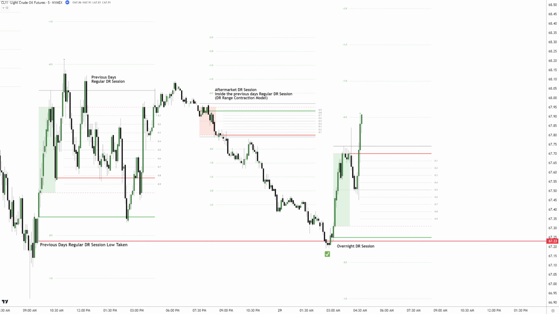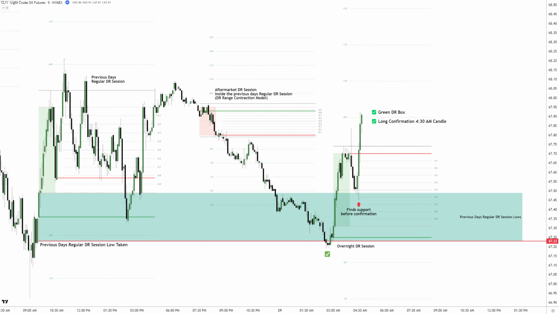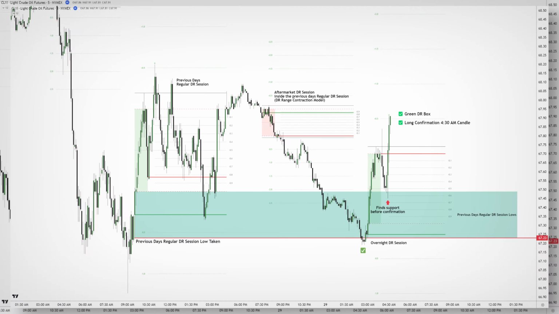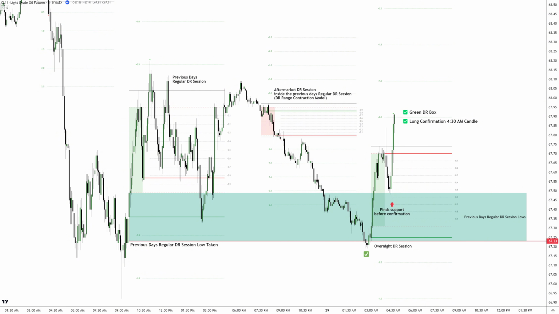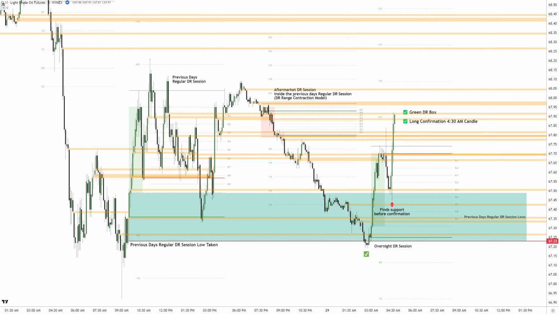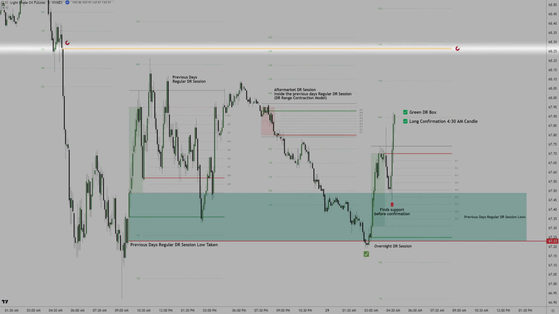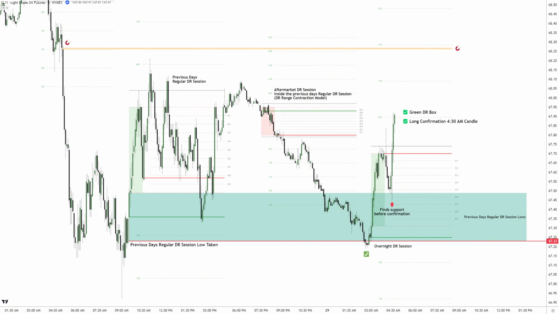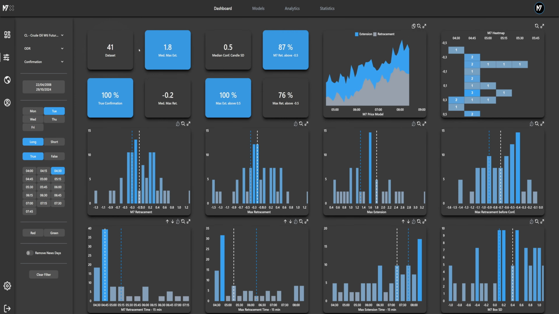The overnight DR session found strong support from the previous day's regular DR session lows and confirmed longs with the 4:30 a.m. candle. Looking to the left, there aren't any previous DR levels aligning here except one already highlighted, but there are several previous WIBs lining up and one open magnetic WIB just below the 1.5 standard deviation extension, a level of interest as it sits right above the previous day's regular DR session high. Now let's check the QuantX database with over 120 million data points to identify high probability retracement and target levels based on time and price.